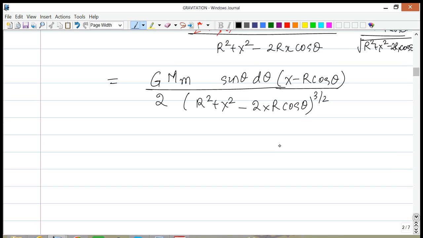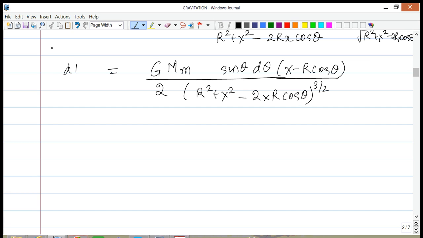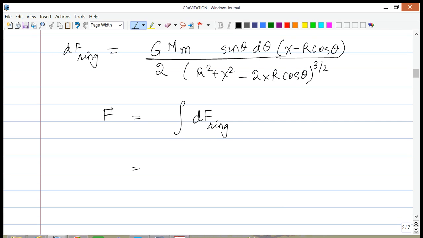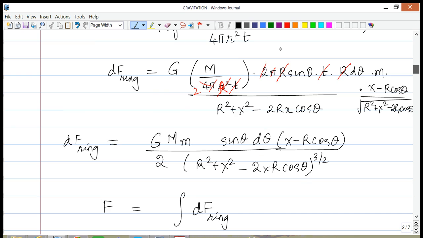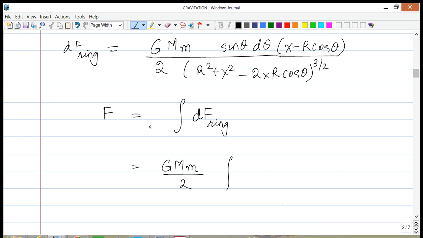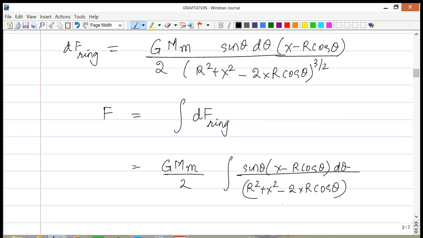This seems to be a fairly intimidating expression, but you'll see that it simplifies out really well. So this is all the force due to the ring. Now once we know the force due to the ring, to find the force due to the entire shell, all we're going to do is integrate over all these forces due to all the rings. In the integral, essentially it translates to integrating over theta, and theta will go all the way from 0 to pi. So let me pull all the constants out of the integral. I have GMm over 2, and then we have the integral of sine theta times x minus r cosine theta d theta, divided by r square plus x square minus 2xr cosine theta to the power 3/2.